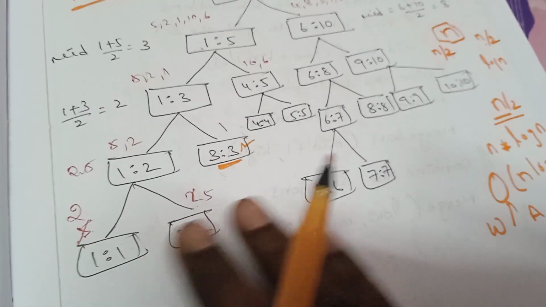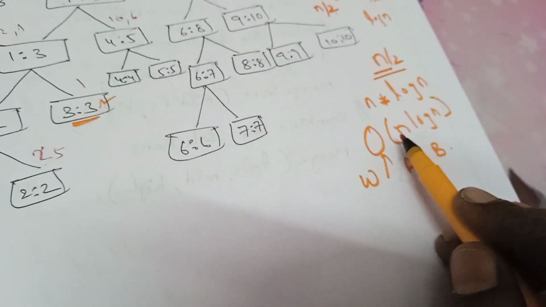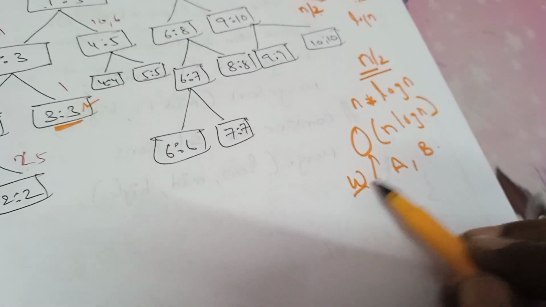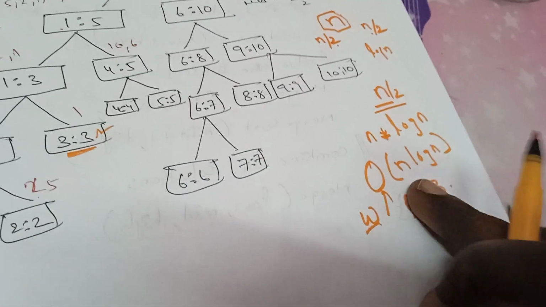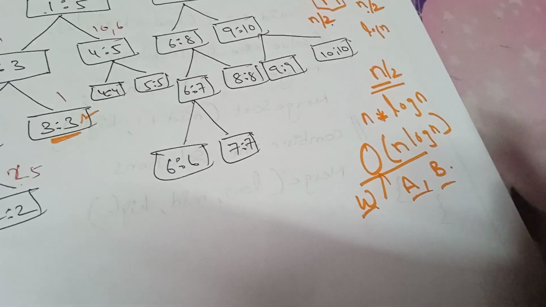When you want to combine it, you are going back, so that is n log n, and this is the worst, best and average case. So the time complexity of merge sort is big O of n log n.